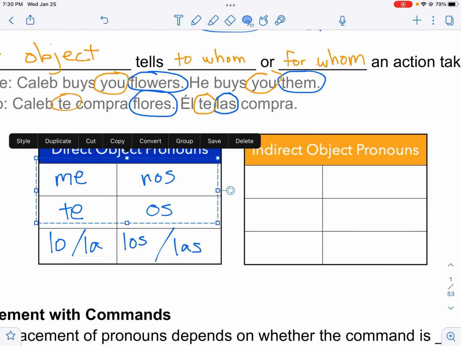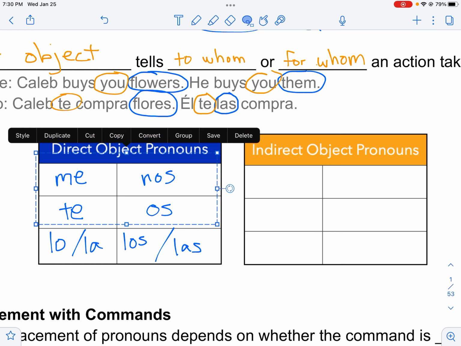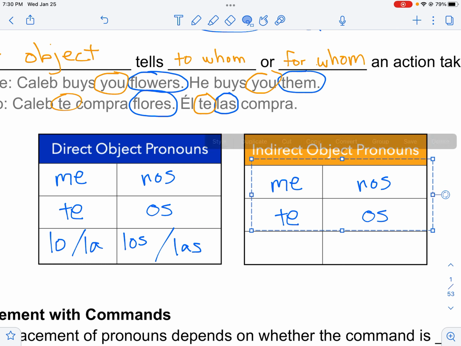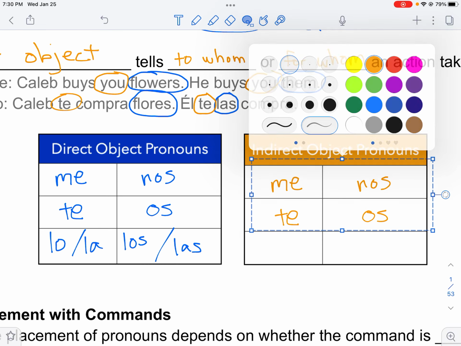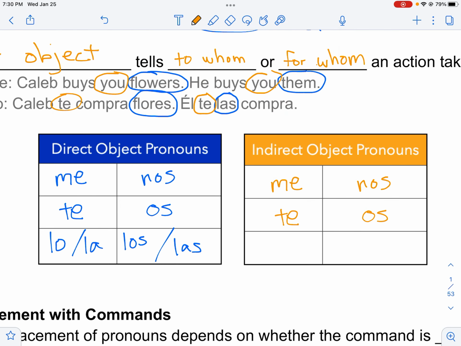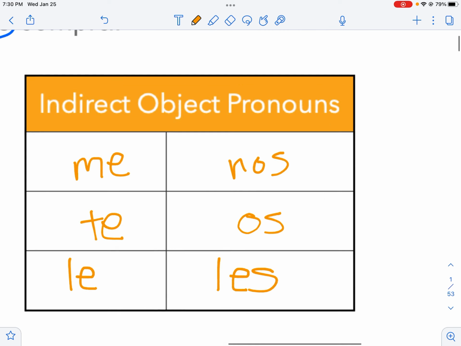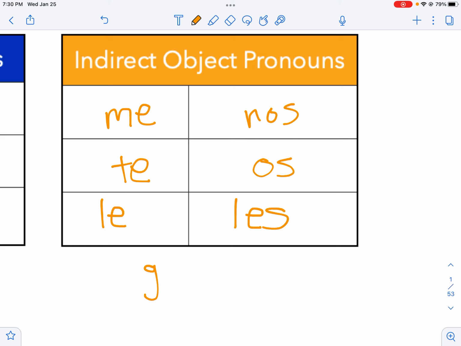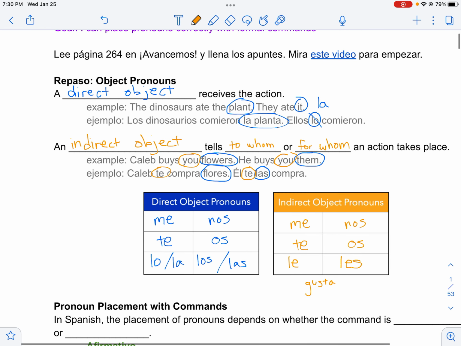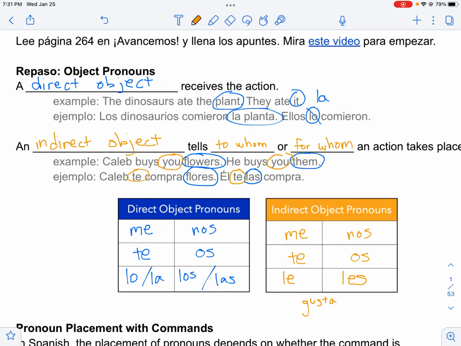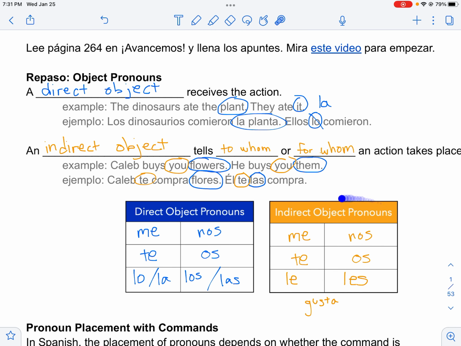The indirect objects are going to be the same for these four people, but when it comes to the third person, we're going to have le and les, respectively, for singular and plural. These are the same ones we use with gusta, encanta: me gusta, te gusta, le gusta. We've seen this before. I just wanted you to have a refresher because I'm going to be talking about direct objects and indirect objects a lot today, so I want you to remember what those are.